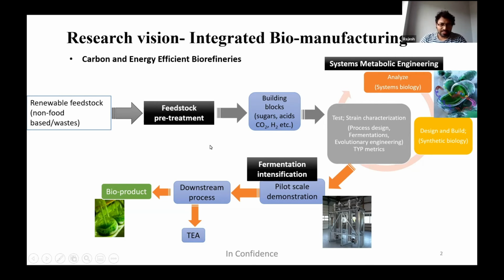And I would like to stress that to make this process very carbon and energy efficient, it only works when everything is integrated, because there are certain processes which are energy intense, and there are certain processes which are energy producing processes. So if there is an integration between both of them, there is an energy saving step. So that makes the process a completely efficient process in producing any bioproduct.